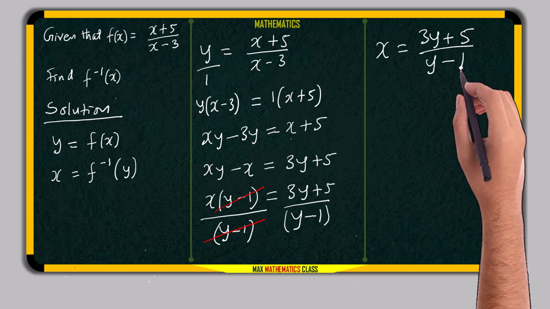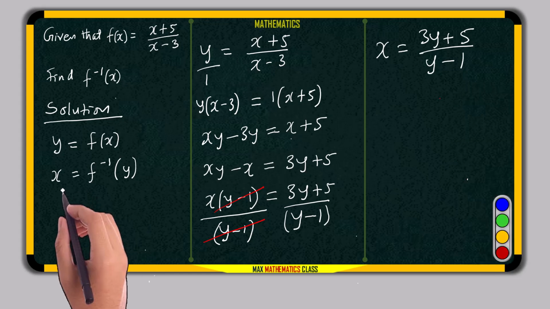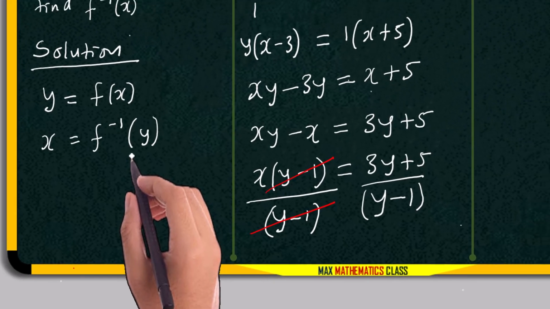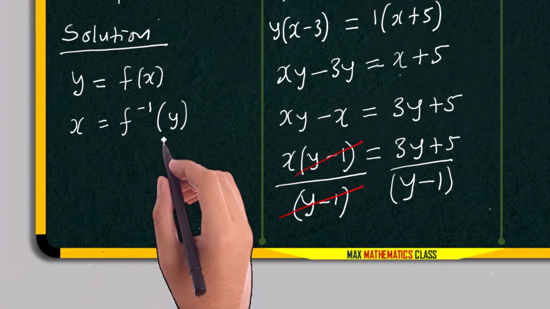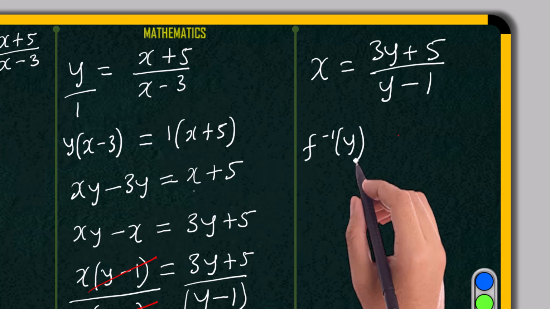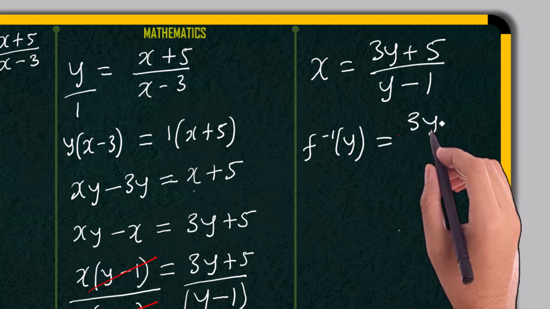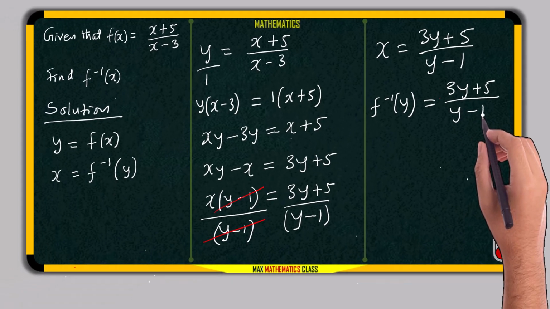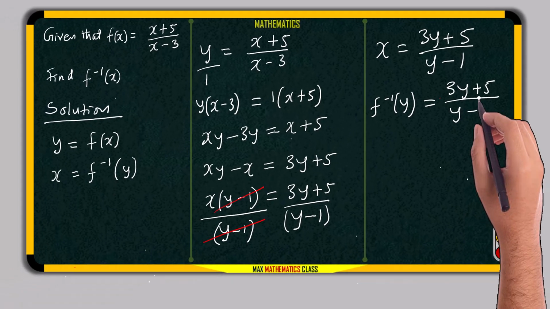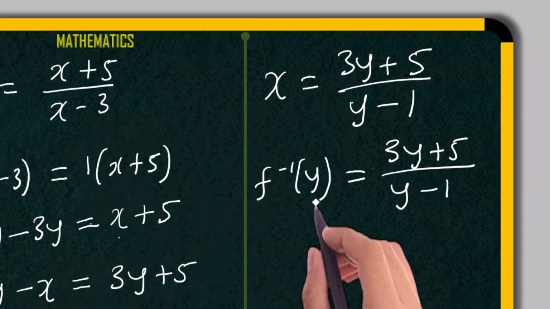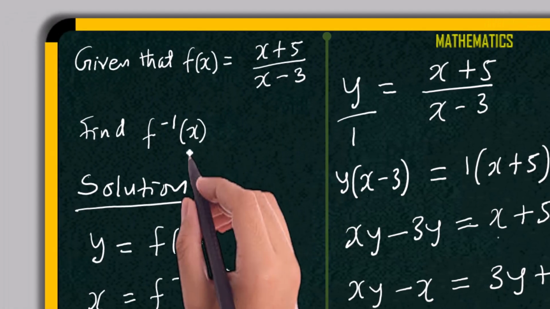In our step 3, we are going to recall that x is the same thing as inverse of y. So we are going to substitute x with the inverse of y. So we now have inverse of y equals 3y plus 5 over y minus 1. Now, you can see that it is y we have on the left hand side of the equation. That is why we have the inverse of y here. But that is not what we are looking for. What we are looking for is inverse of x.